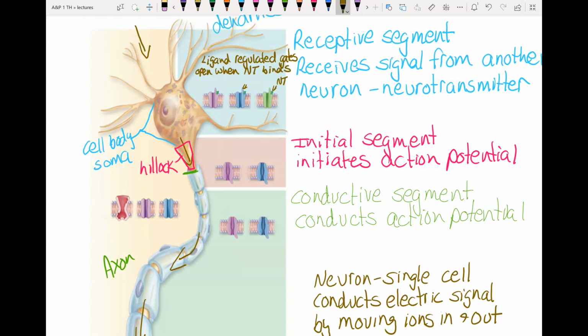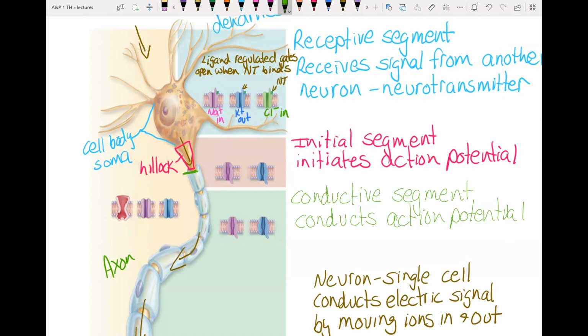And we have 3 different ligand-regulated gates here. The pink represents sodium. And when it opens, sodium moves in. The blue represents potassium, and it lets potassium out. The green is chloride, and it lets chloride in.